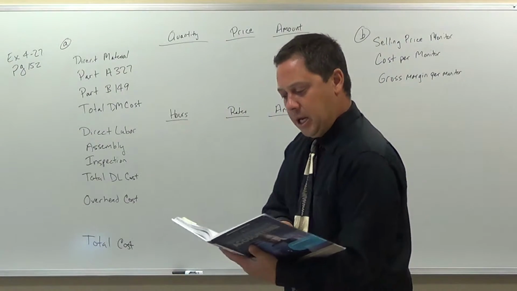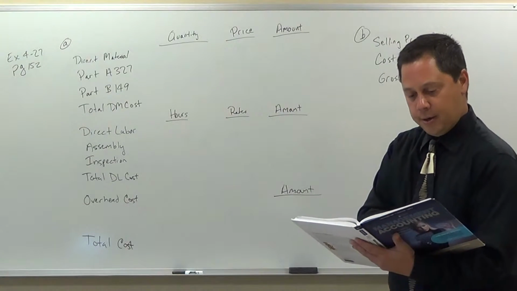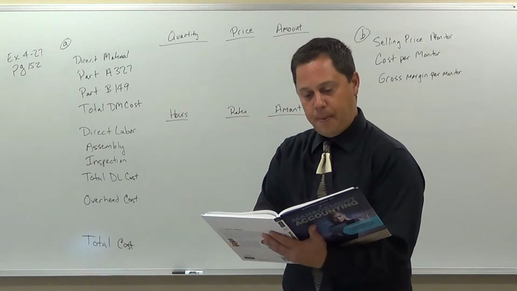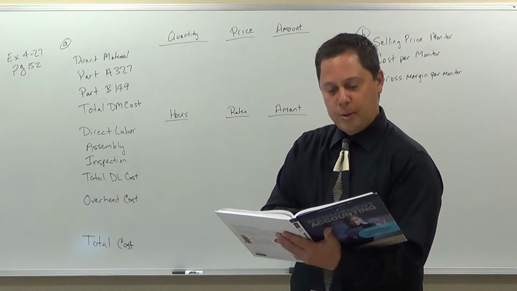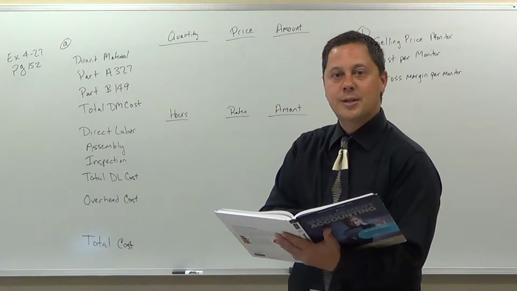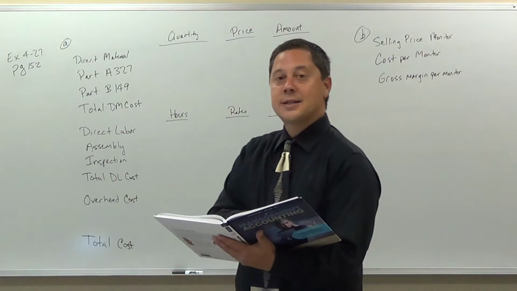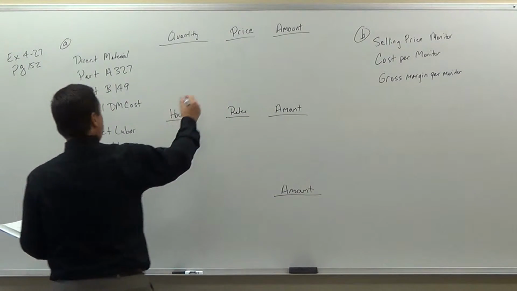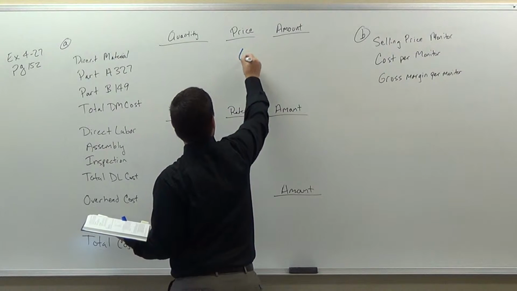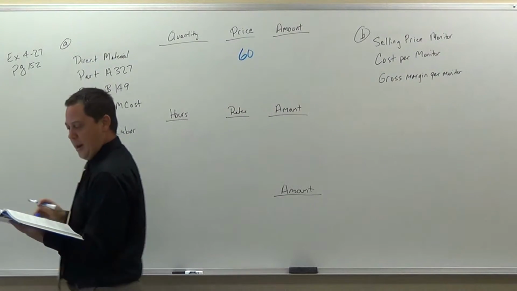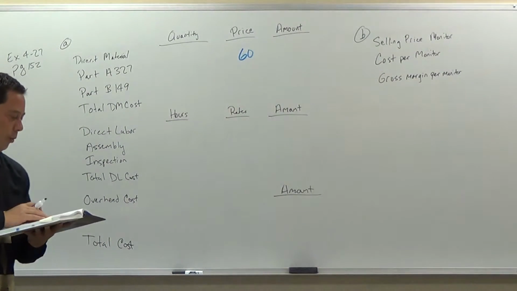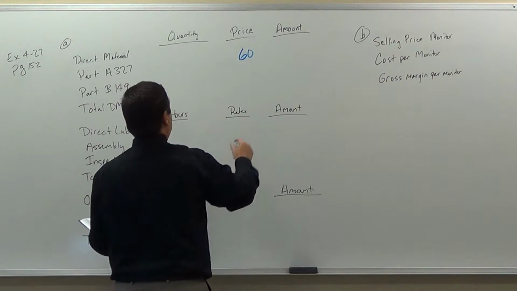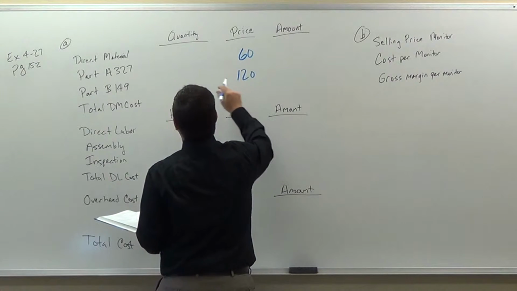Ernie's Electronics Inc. delivered 1,000 custom designed computer monitors to its customer, Video Shack. The following cost information was compiled in connection with this order. Direct materials used for part A 327, one unit costing $60 per unit. So that's one of the first things I'm going to put up here. And then in part B, we have B 149, one unit costing $120 per monitor. All right, so there's our cost there.